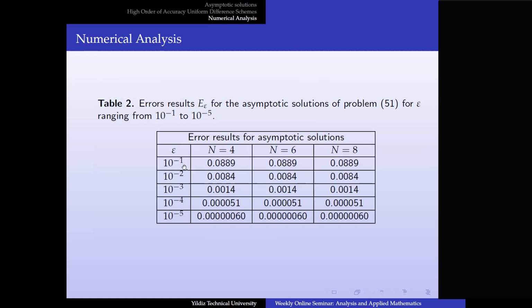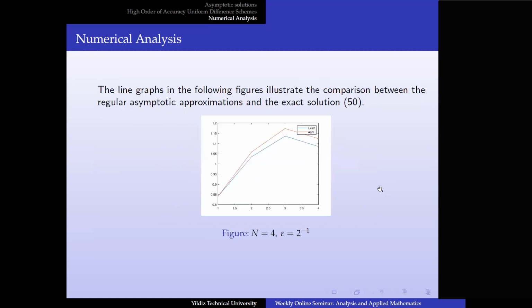Here, as epsilon becomes smaller and smaller, you can see the errors are decreasing uniformly. We also present the line graphs in the following figures. We illustrate the comparison between the regular asymptotic approximations and the exact solution 50. For epsilon 2 to the power minus 1, we take this epsilon in the figures.